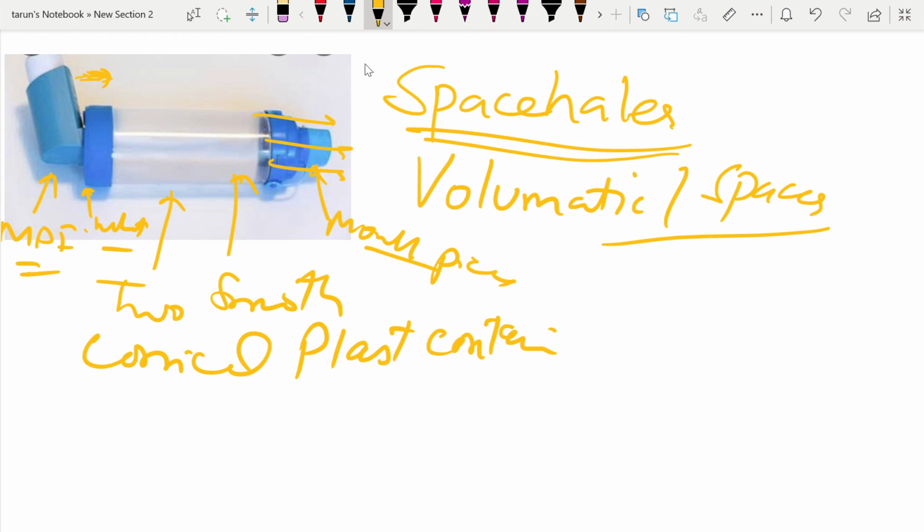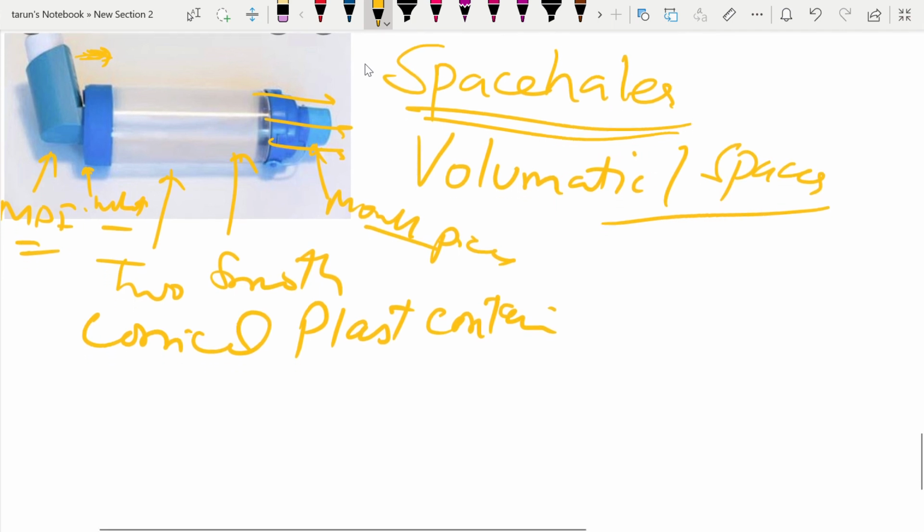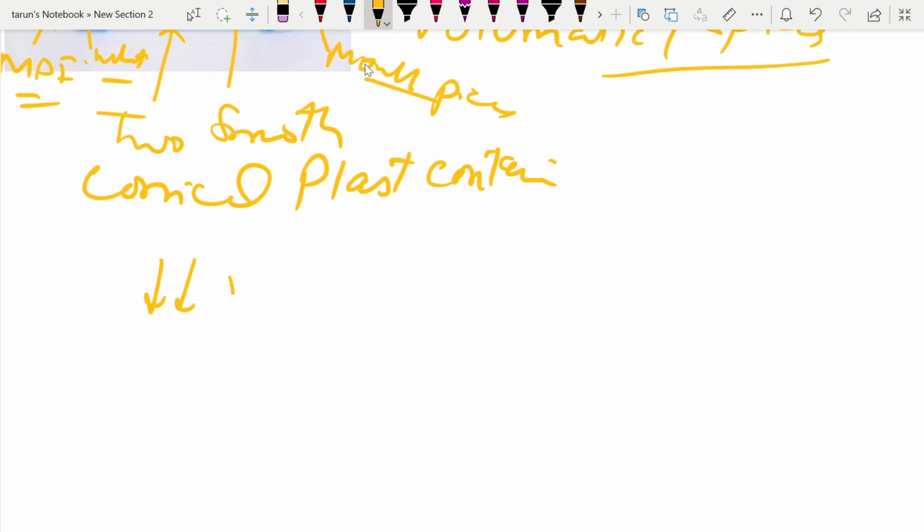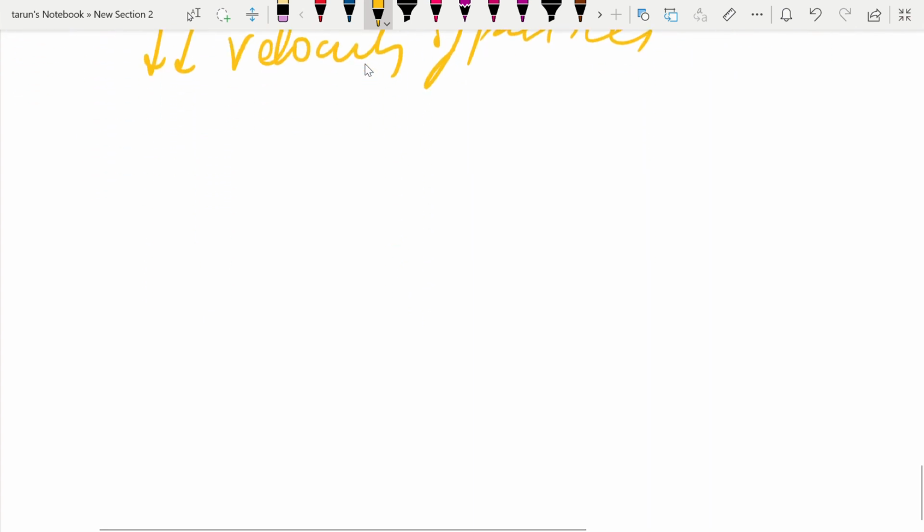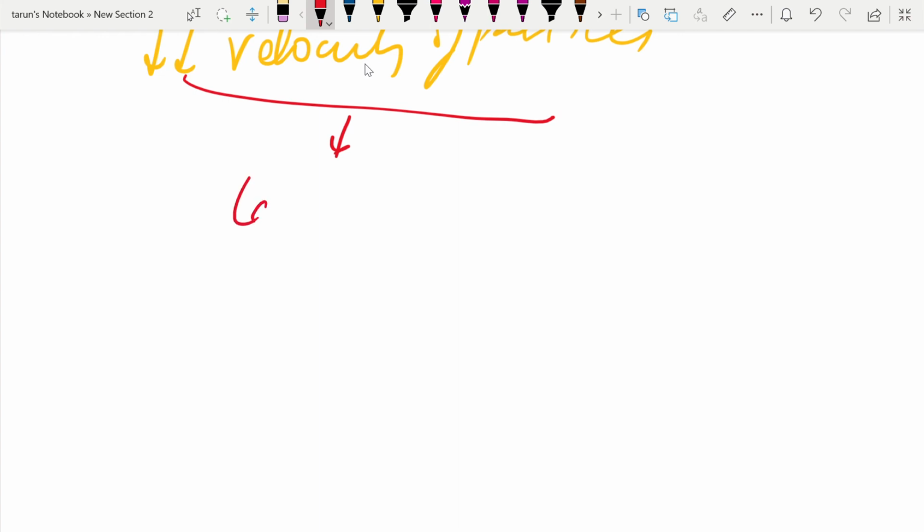So the spacers are designed to reduce the velocity of the particles, so that less drug is deposited in the mouth.